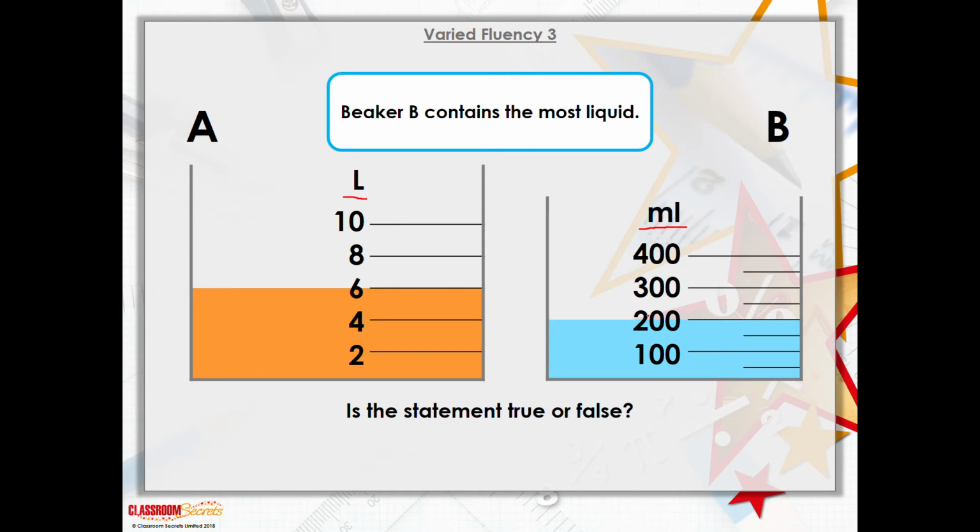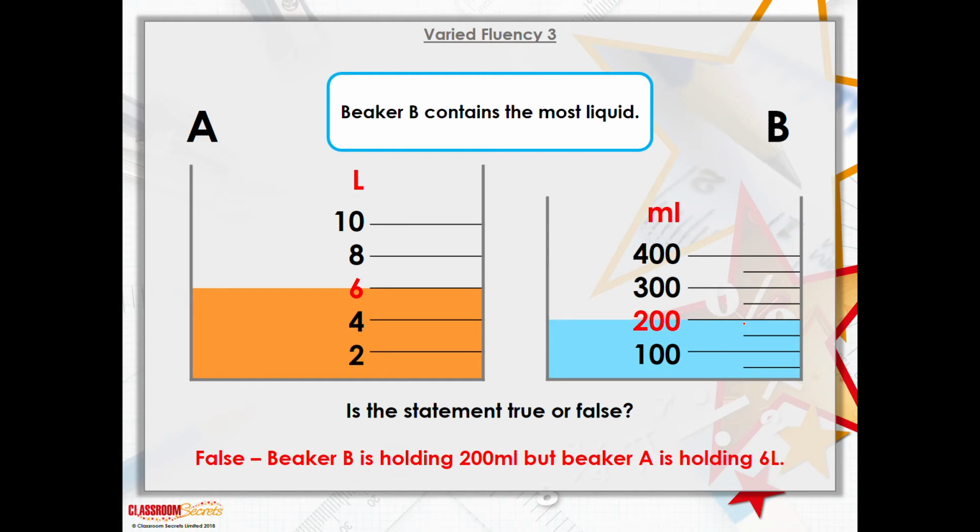So thinking about that, we have 6 litres, which we know, if 1 litre is 1,000 millilitres, we need to multiply that by 6 to find out 6 litres. So container A has 6,000 millilitres and container B has 200 millilitres. So if we have a little think about that, which one does have the most? We will be right in saying A, therefore for B, it must be false because that only has 200 millilitres, whereas A has 6 litres.